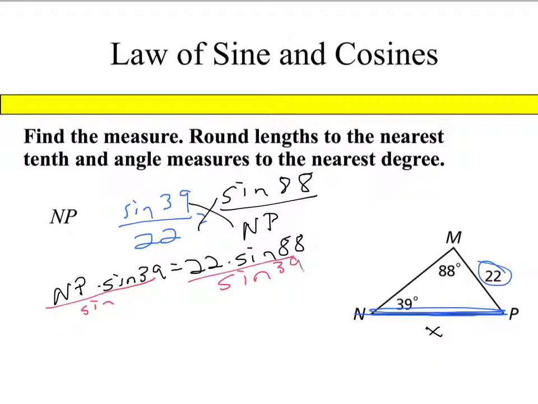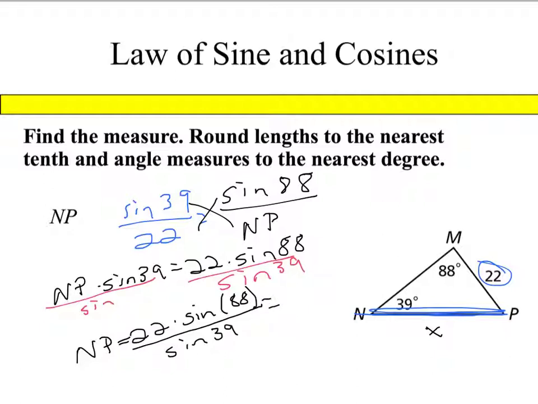So in my calculator, I will type in NP. Well, I can't type in NP. I'm going to type in 22 times the sine of 88, making sure that we end those parentheses, over the sine of 39. Okay, when I take that entire formula and divide by the sine of 39, I get 34.9. That's a length, so I just have units. There's no degree symbol. Okay, and it's rounded to the nearest tenth.